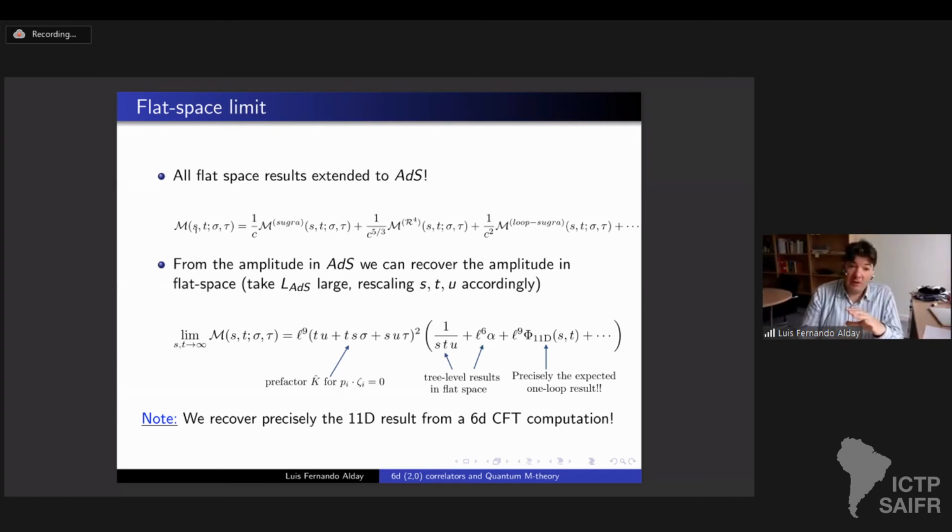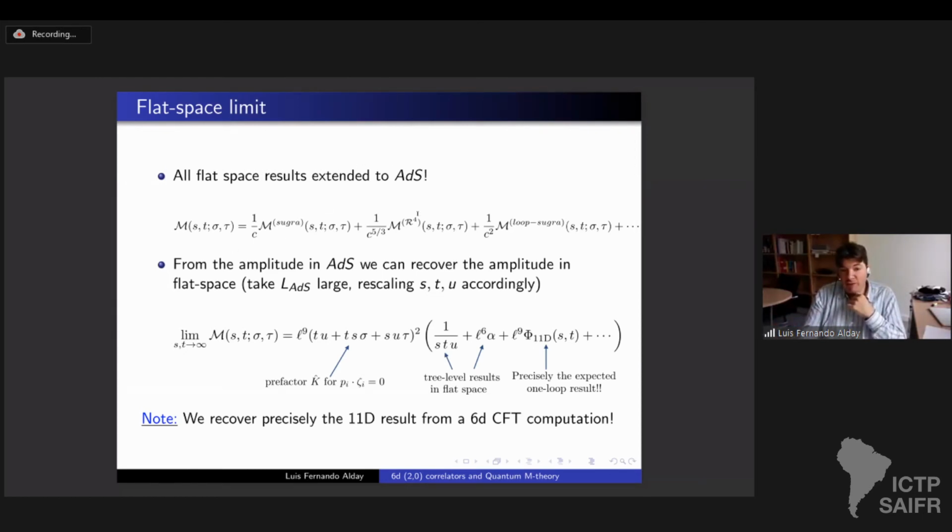Now, putting together all the results I have shown, we have extended all the results that I showed you in flat space to actually AdS. Now, there is something interesting that you can do with this AdS amplitude: you can recover the amplitude in flat space. In particular, you need to take the radius of AdS very large, rescaling S, T and U accordingly.